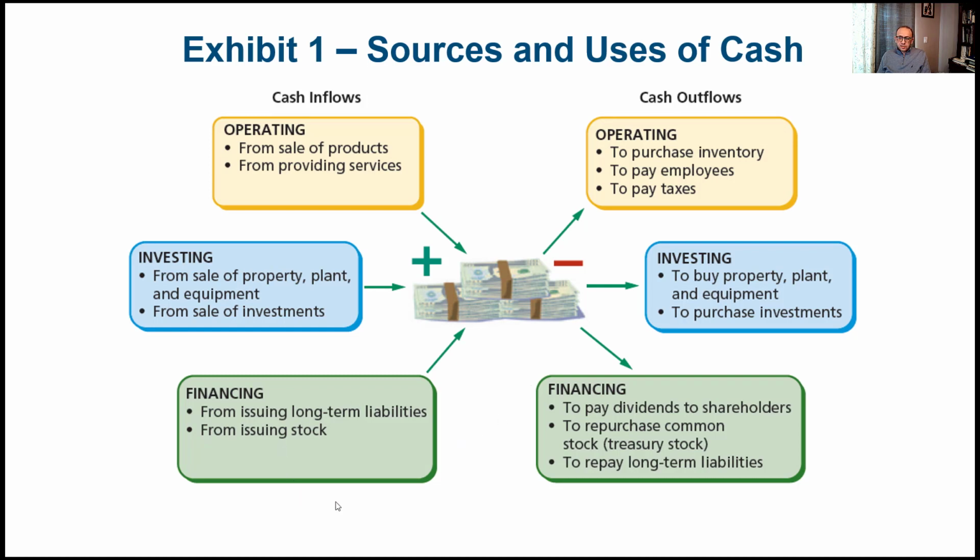For financing activities, we can see here that the inflows are coming from the issuing of long-term liabilities, like issuing a bond or issuing new common or preferred stock. The outflows would be for paying dividends to shareholders, to repurchase common stock, which we call treasury stock, or to repay a long-term liability. So when we fulfill the long-term liability, we're paying it out. That's part of the financing activities.